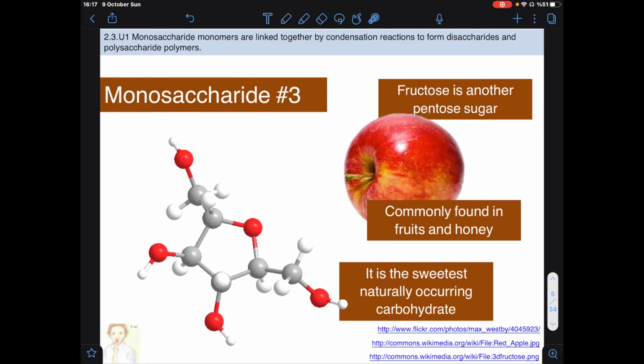So the third monosaccharide is fructose. And fructose is a pentose sugar, unlike glucose and galactose, meaning that it has 5 carbons. And fructose is commonly found in fruits and honey, so it's the sweetest naturally occurring carbohydrate.